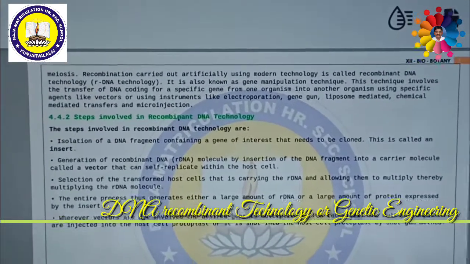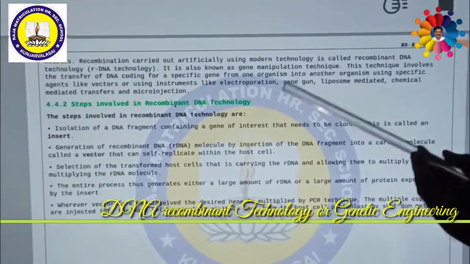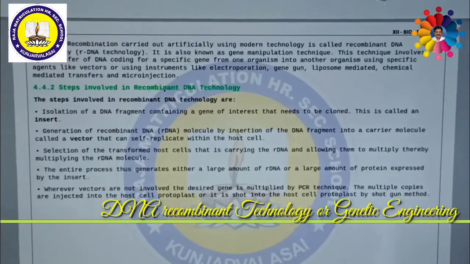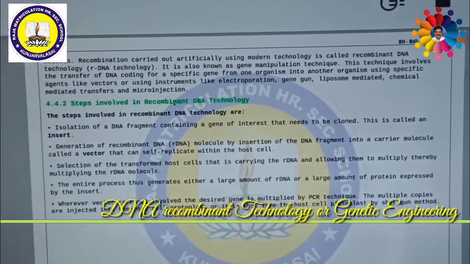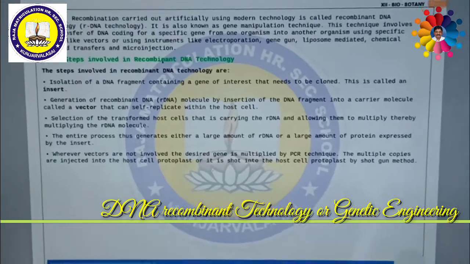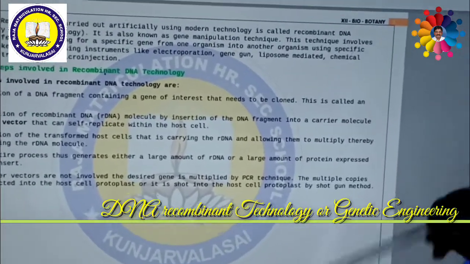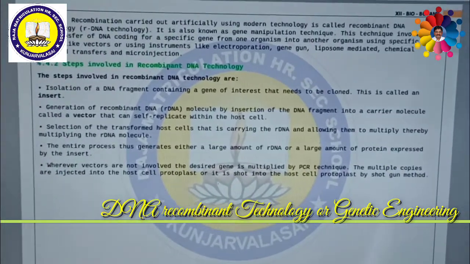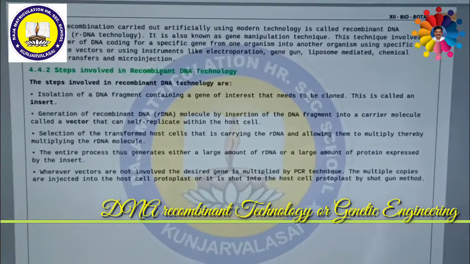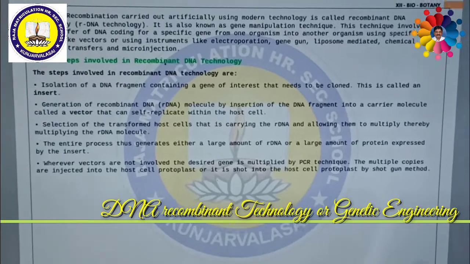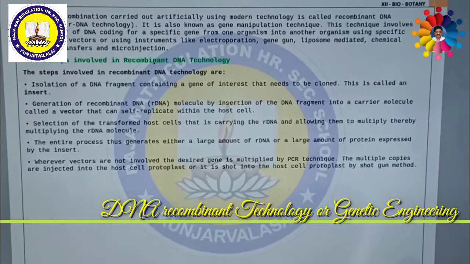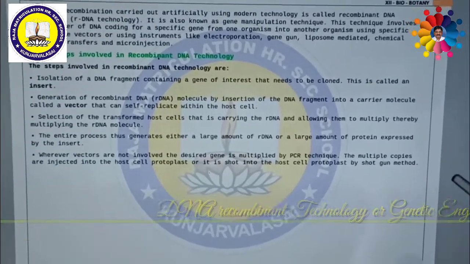Wherever the rDNA is not multiplied by itself, then we can use the PCR technique, polymerase chain reaction technique. With these techniques, we are able to multiply and produce a huge amount of the product, which is due to biotechnology or genetic engineering or DNA or recombinant technology.